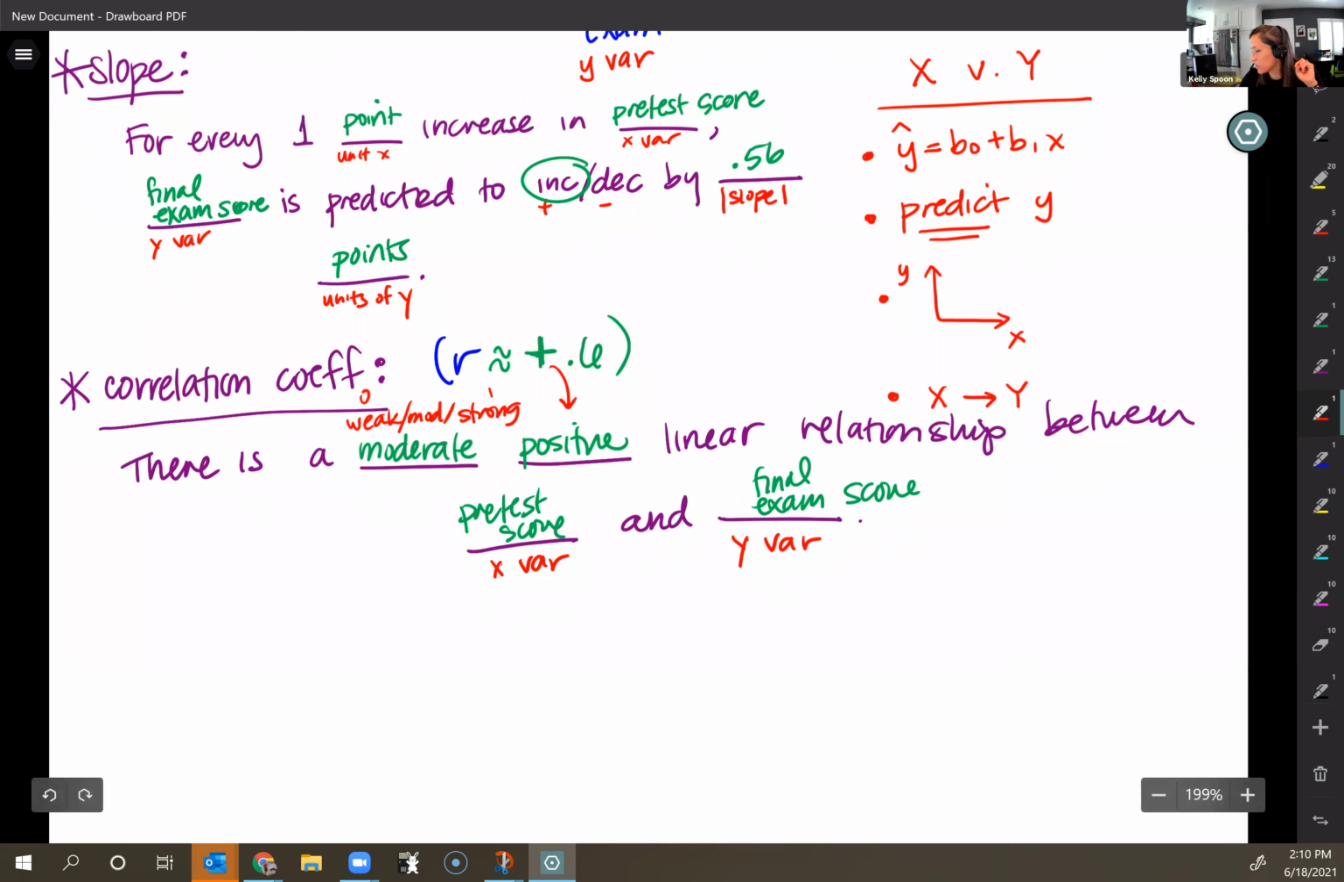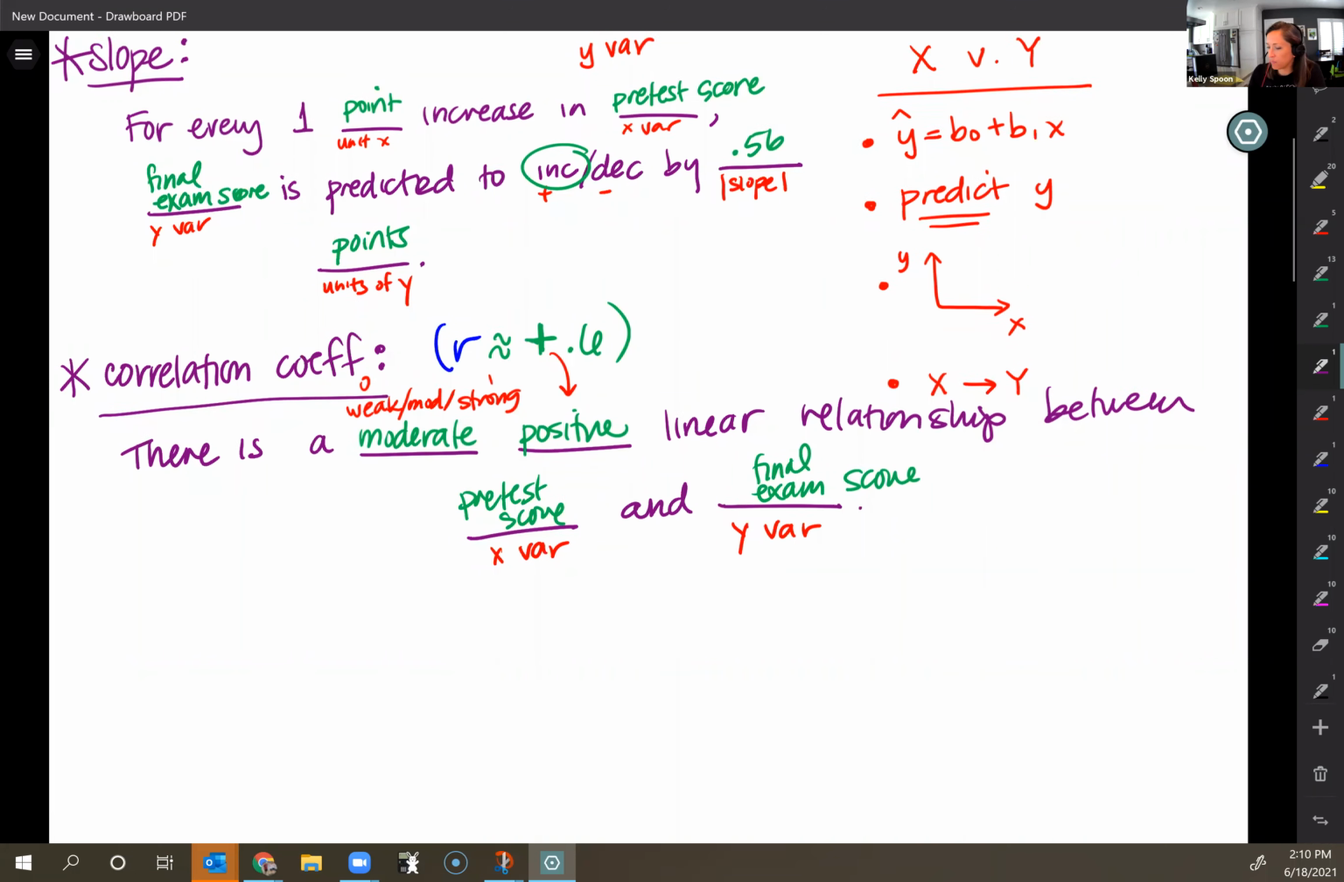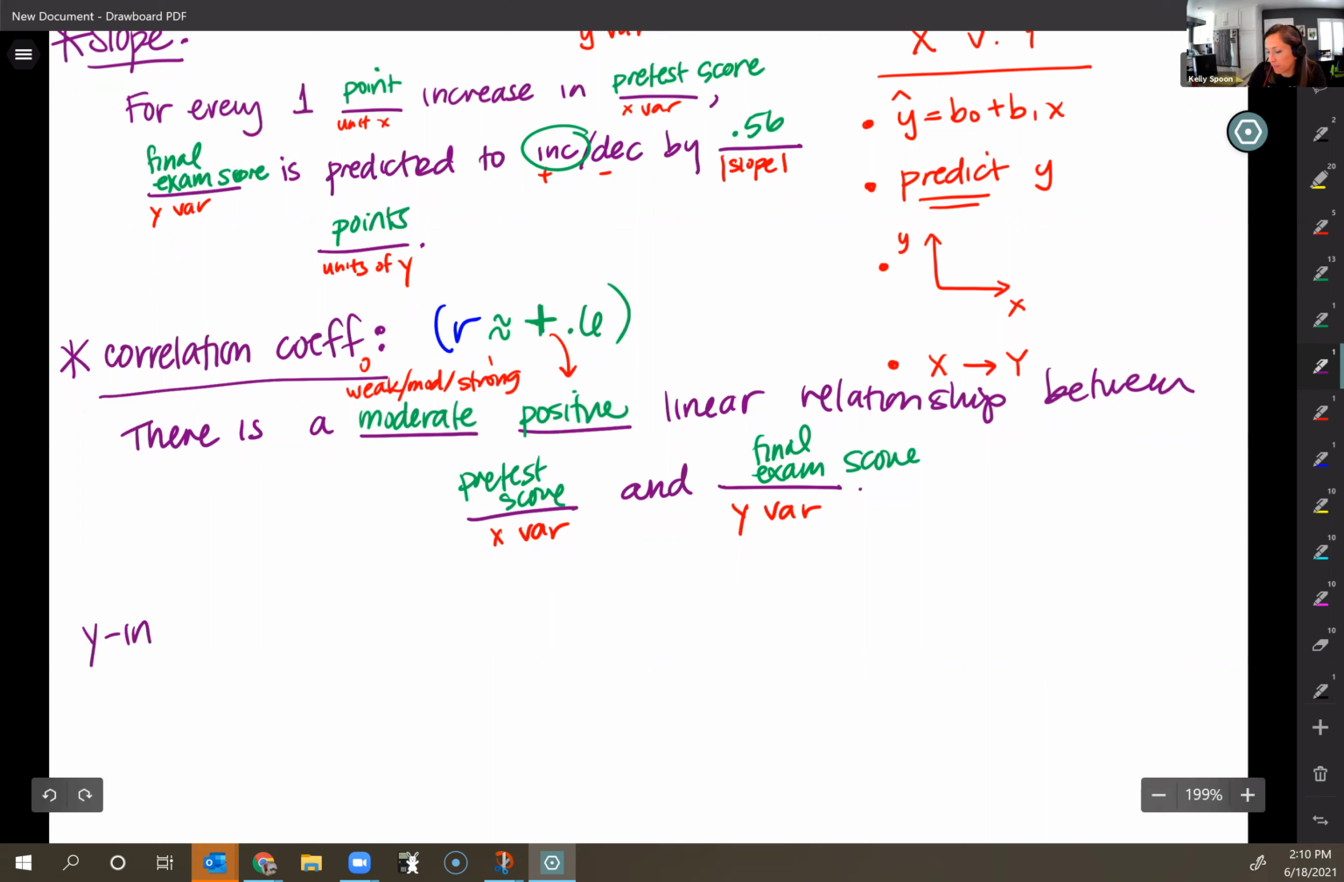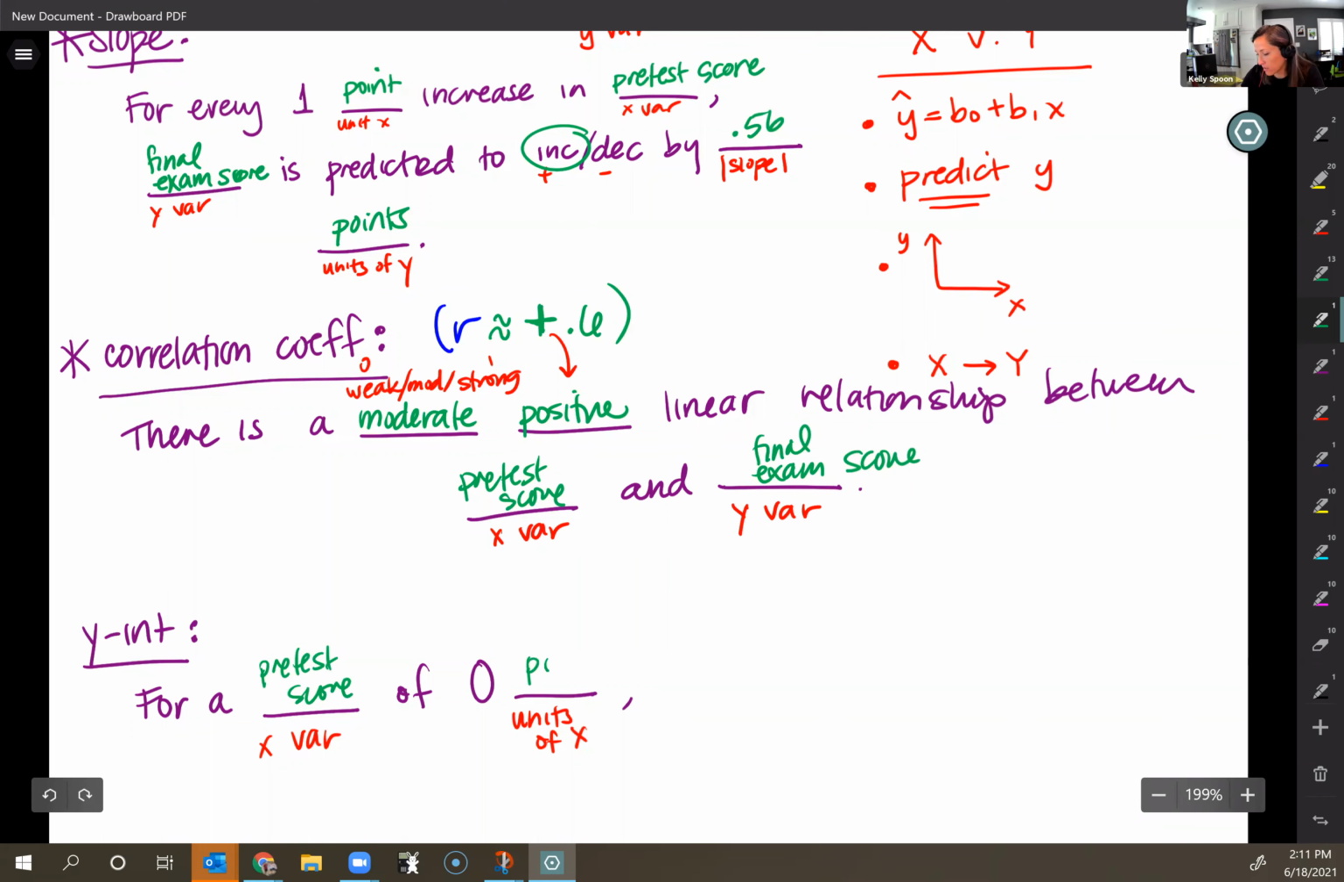The other two interpretations, just to be completist, I will add them here, even though I don't ask about them too often. That is our y-intercept, a of 0. This is whenever our x variable is 0 units. So in our case, if someone got a pretest score of 0 points, our y-intercept tells us what we would think they would get out as a y.